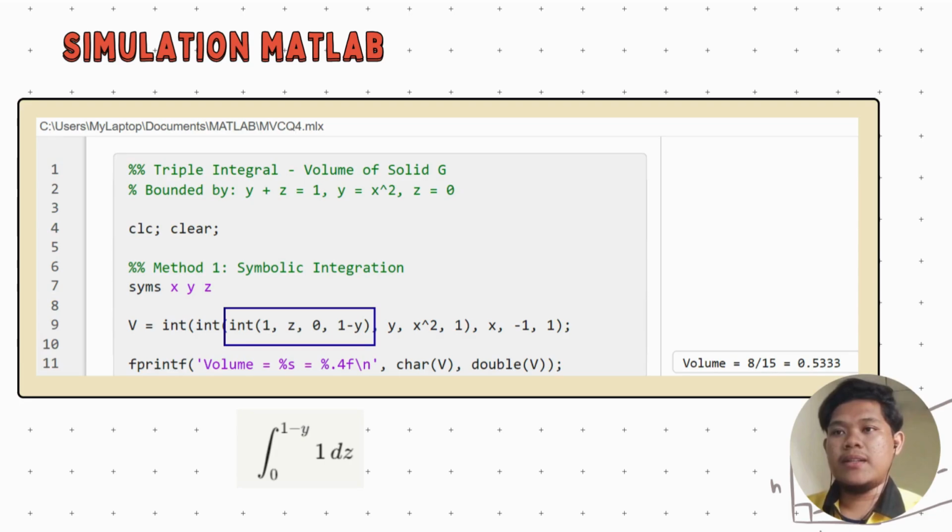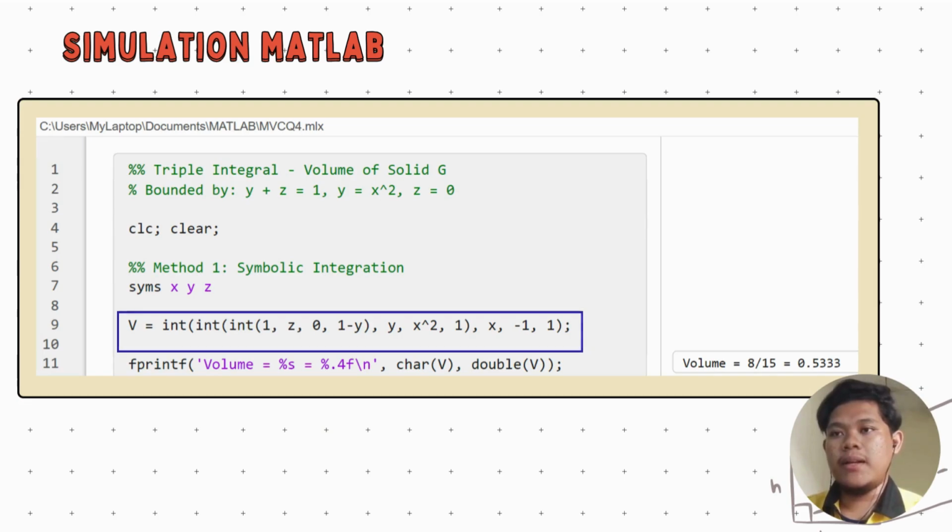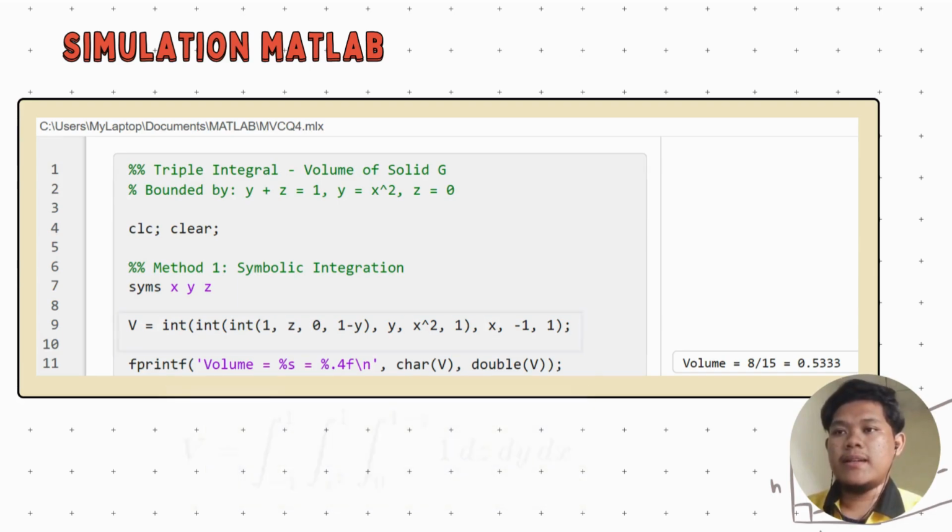One is the function to integrate. z is the variable of integration. 0 is the lower limit, and 1 minus y is the upper limit. So that goes the same with the middle and outermost integral. So the triple integral will be like this.